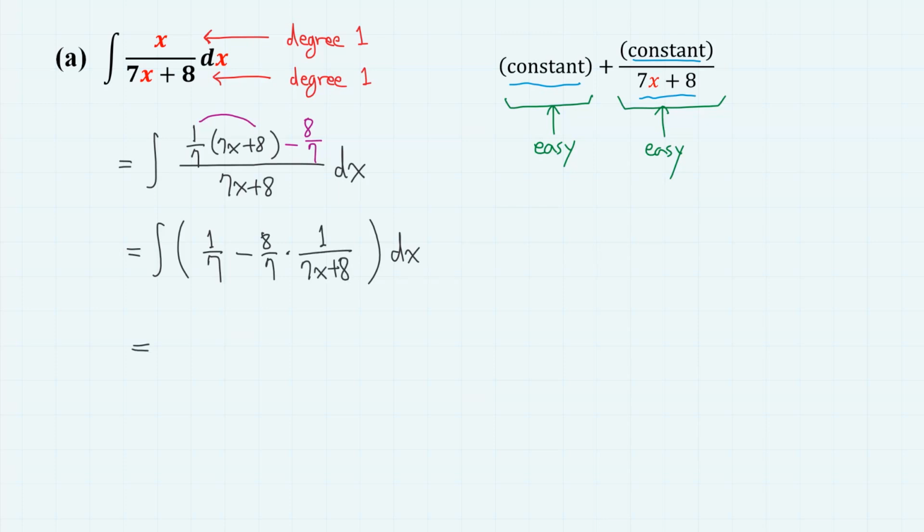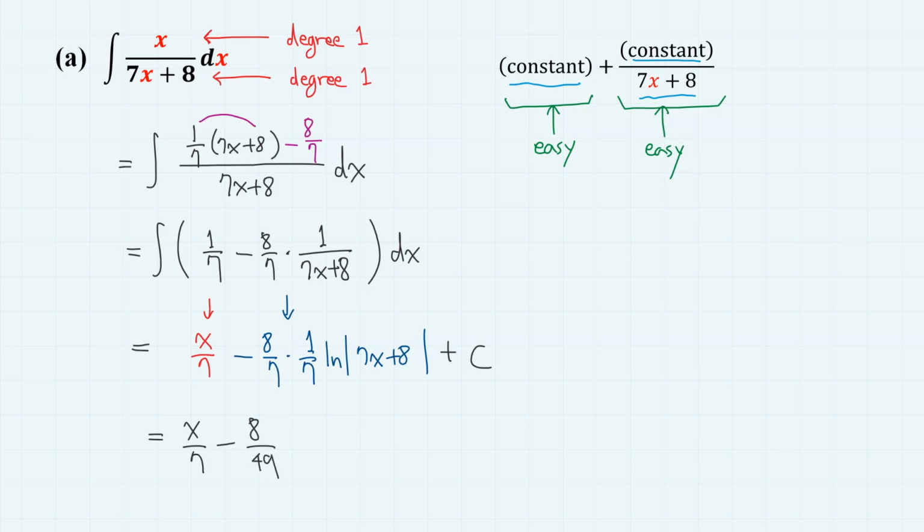If we integrate, the first part gives x over 7, and the second part gives 8 over 7 times 1 over 7 times ln absolute value of 7x plus 8 plus constant c. So we obtain x over 7 minus 8 over 49 ln absolute value of 7x plus 8 plus c.